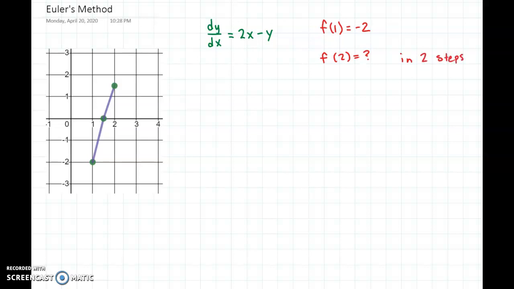Okay, this is all just a problem I made up. I would like to take 2 steps to approximate f of 2, and I'm going to use this differential equation. So this is just to remind you of how Euler's method works. This is the one that I did as a table. So I always start with my x comma y.